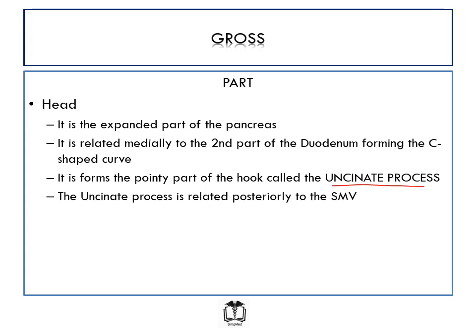Unlike the rest of the head of the pancreas, the uncinate process is related posteriorly to the superior mesenteric vein. So, in terms of the relation, it's also important to remember the head of the pancreas is related to the second part of the duodenum medially, whereas the uncinate process is related to the superior mesenteric vein posteriorly.